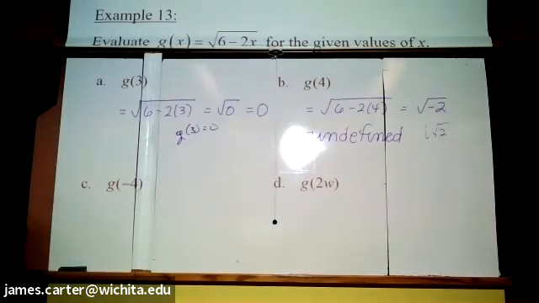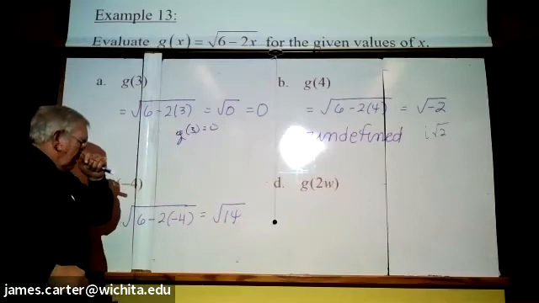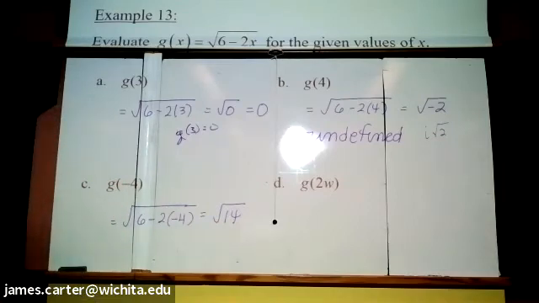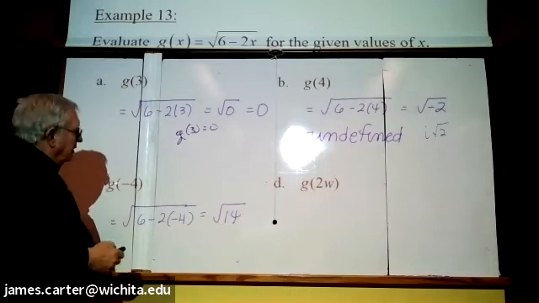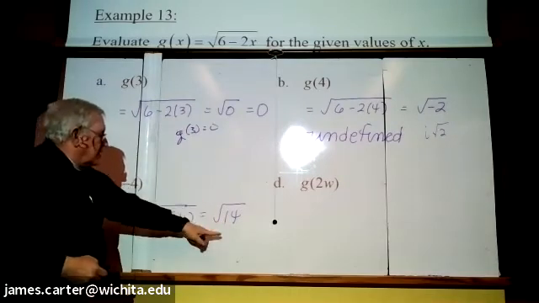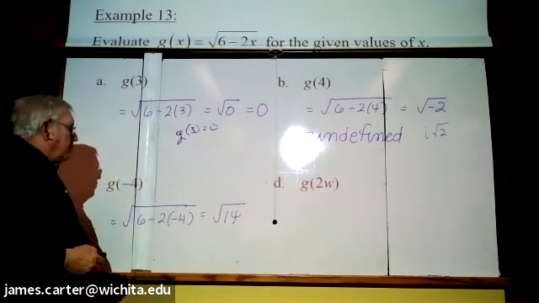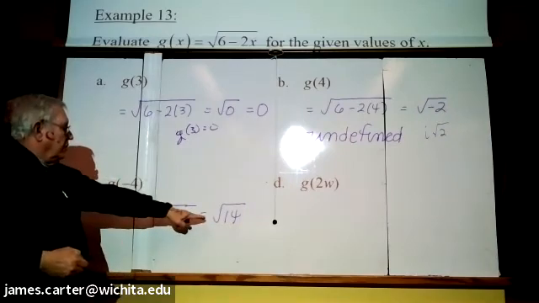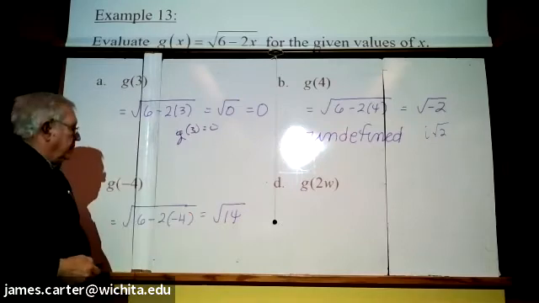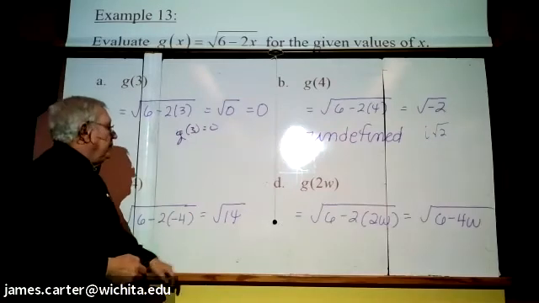Okay, g of -4. G of 4 didn't work out very good. Well, let's try g of -4. Here I get, excuse me, here I get square root of 14. Square root of 14 won't break down, but it's somewhere between 3 and 4, approximately closer to 4 because square root of 16 would be 4. So that's probably somewhere around 3.7, 3.8 for graphing purposes.